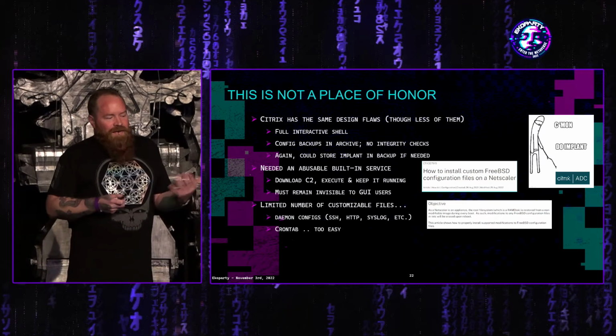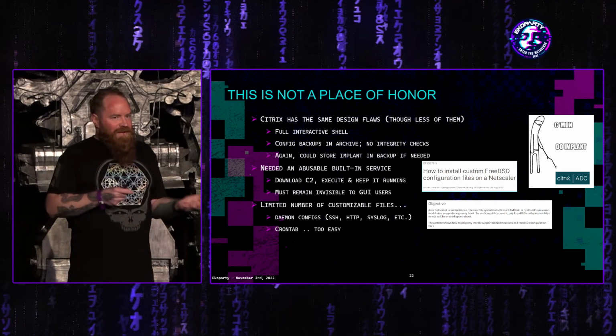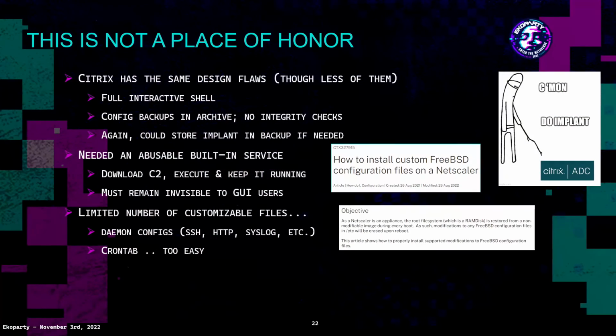So I went digging around. It turns out there's not that much to play with, right? They have this how-to on installing a custom file. Once again, vendor website, wealth of knowledge for this stuff. And they're like, okay, you can tweak the daemon configurations like SSH and the web and the syslog, but the thing is none of these are executable. Right? These are just configuration files.